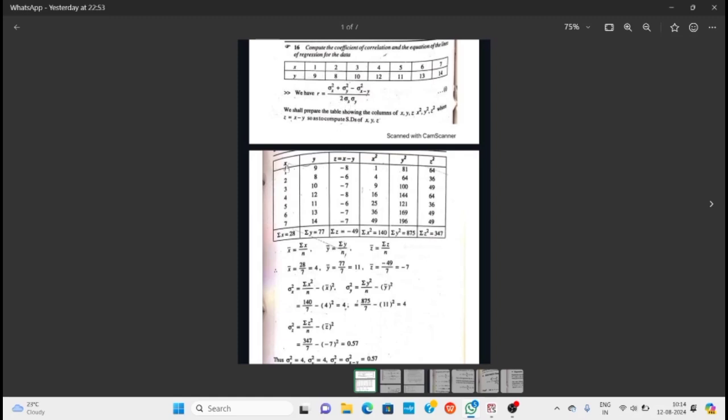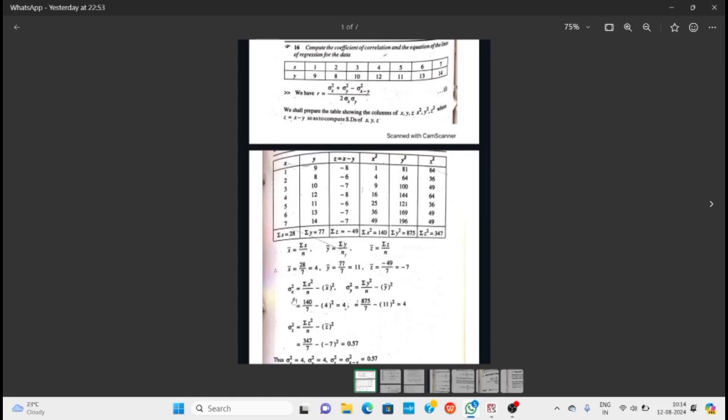So we have x values and y values. We'll find the z values, which is x minus y, and the x square values, y square values, and z square values. And we will substitute the summation of x, summation of y, summation of z, summation of x square, summation of y square, and summation of z square. We'll find the mean of x, mean of y, and mean of z.